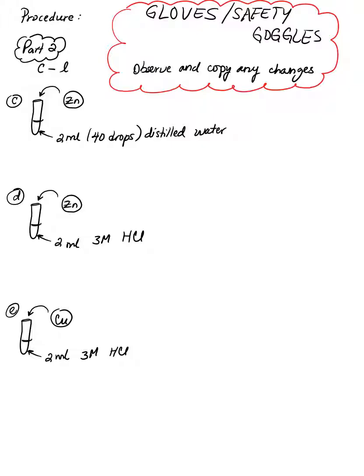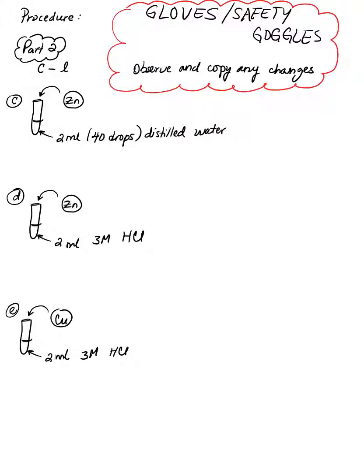So 2 milliliters of distilled water in a test tube, and then you're going to take a piece of zinc, and you're going to drop that piece of zinc into the test tube, and you're going to see if anything happens. You're going to record all of your observations.